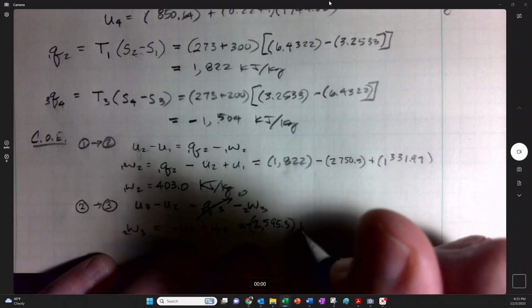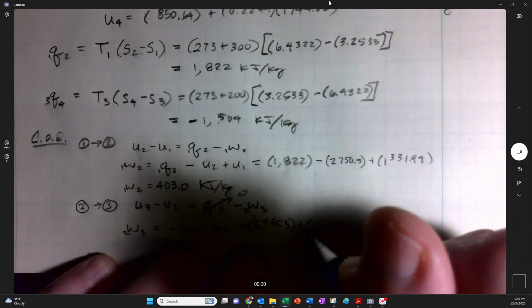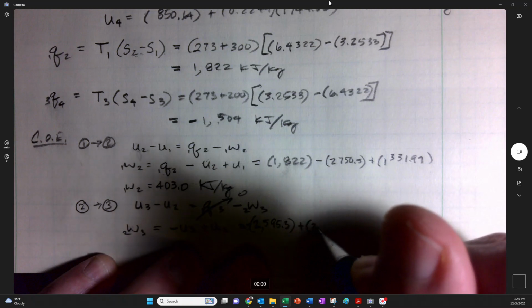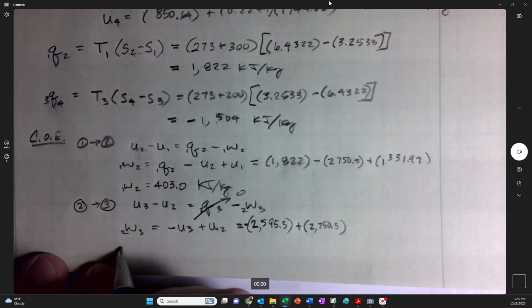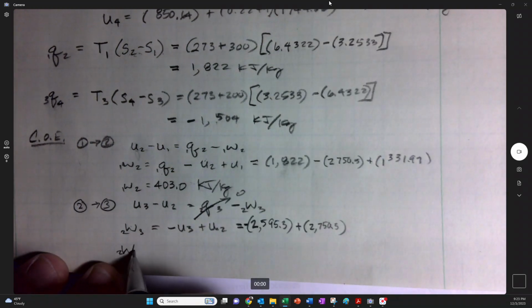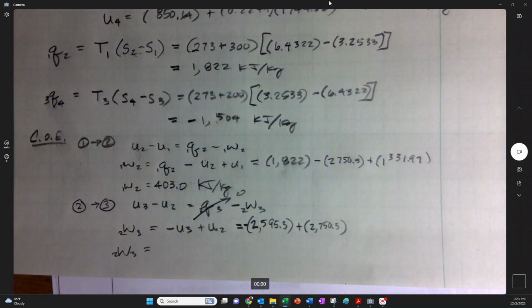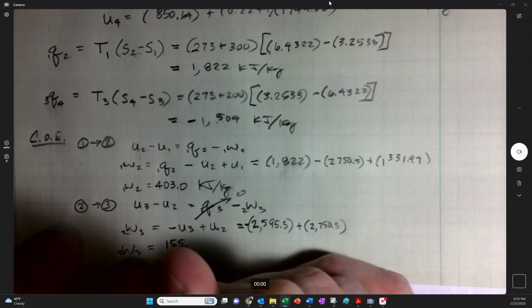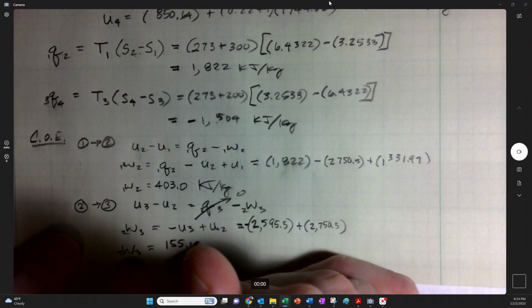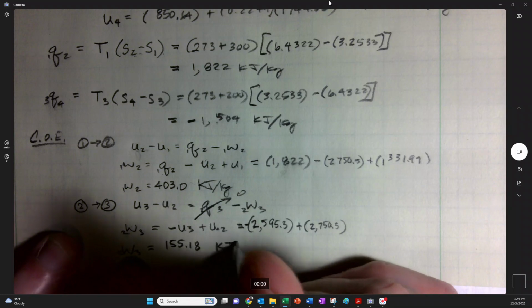2,595.3 plus 2,750.5, and so we get a work between 2 and 3. It could be negative, by the way, and no, it's not. It's positive 155.18 kilojoules per kilogram.